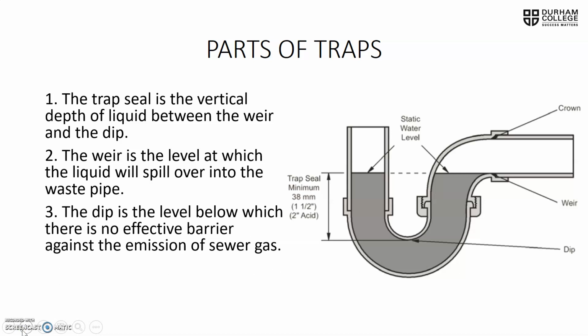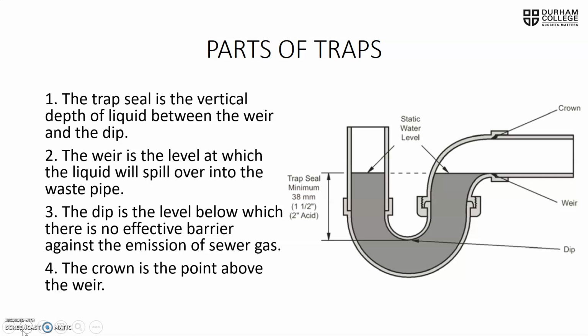The third part is our dip, and our dip is the level down at the bottom of the trap. So when the liquid comes out of the fixture and goes down and around the bottom, that is the dip. That's the lowest part of the trap, and that's where we want to make sure it is completely filled up with liquid up and beyond that point. If the water level was below the dip, then obviously it would be very easy for sewer gases to enter into the home or building.